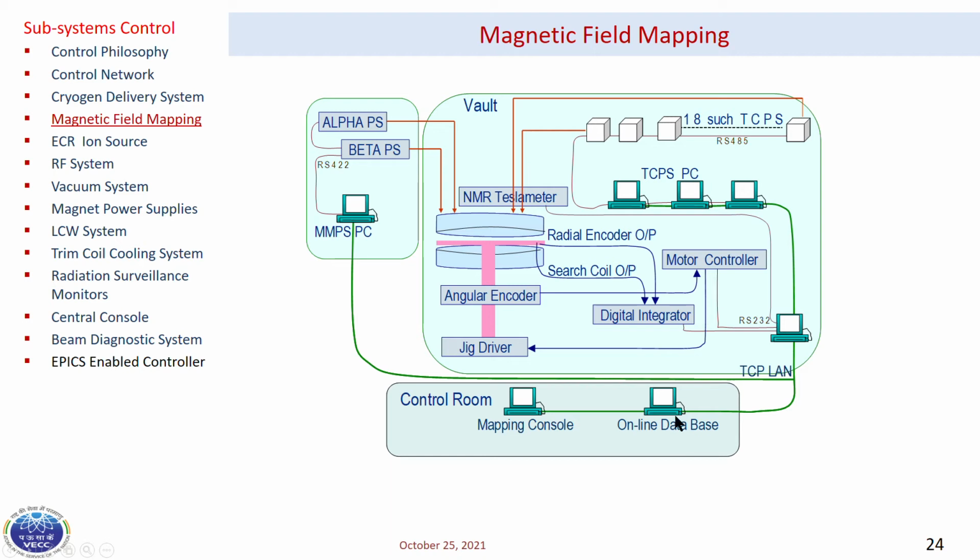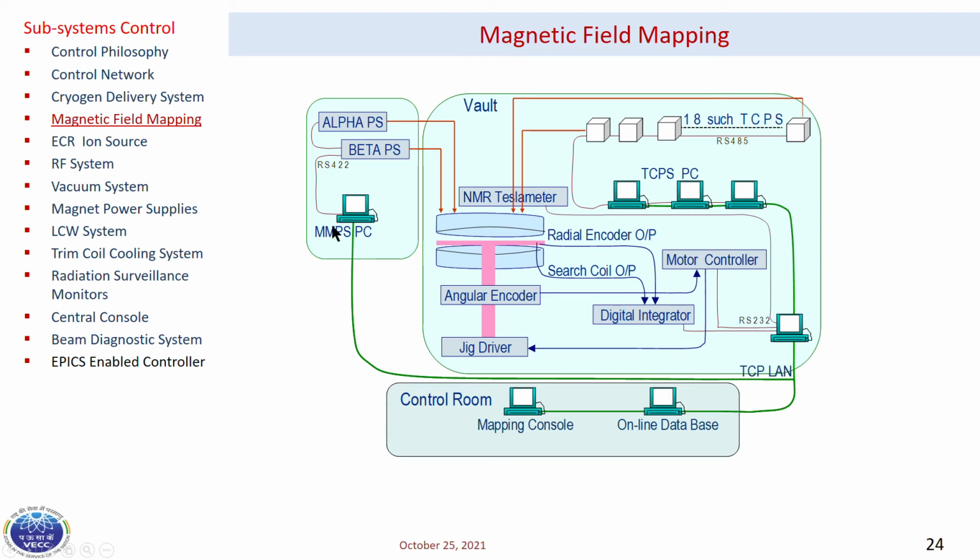Another important subsystem is a diagnostic system, the magnetic field mapping system. The system scheme is shown here. It shows the connectivity among the different diagnostics and control equipment.